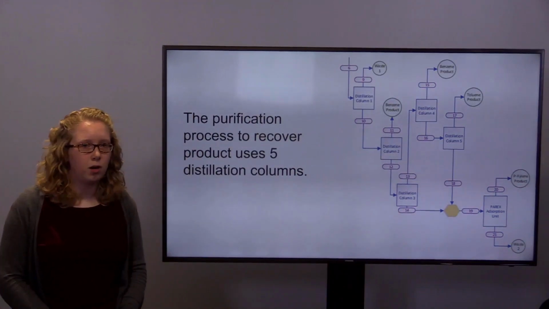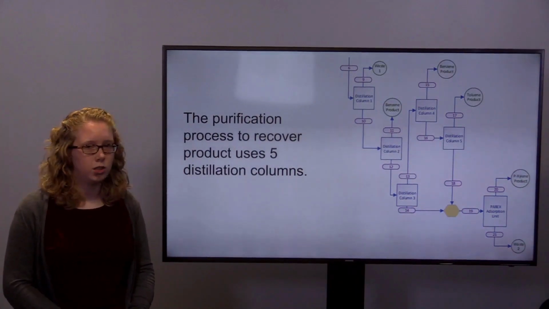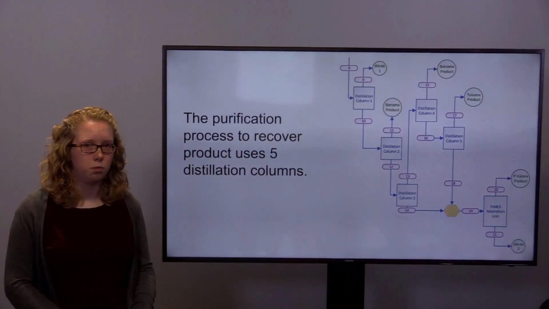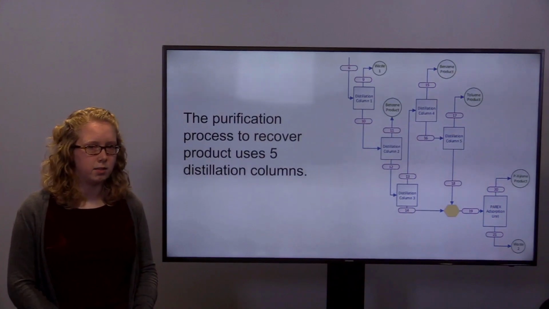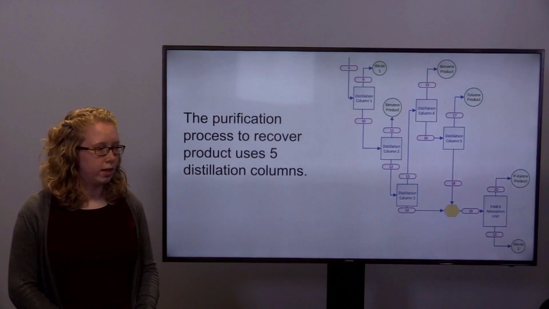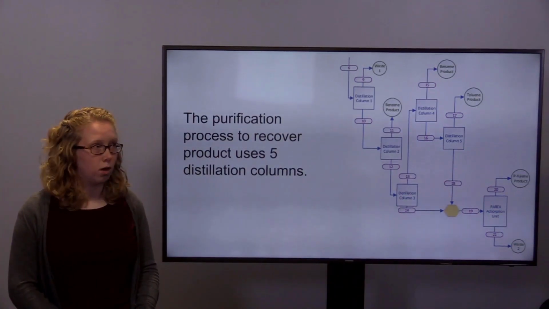Our purification process includes 5 distillation columns and a Peres absorption unit. The Peres absorption unit is used to purify paraxylene from the mixed xylenes. We also have a toluene product stream, and we have 2 separate benzene product streams due to our configuration.